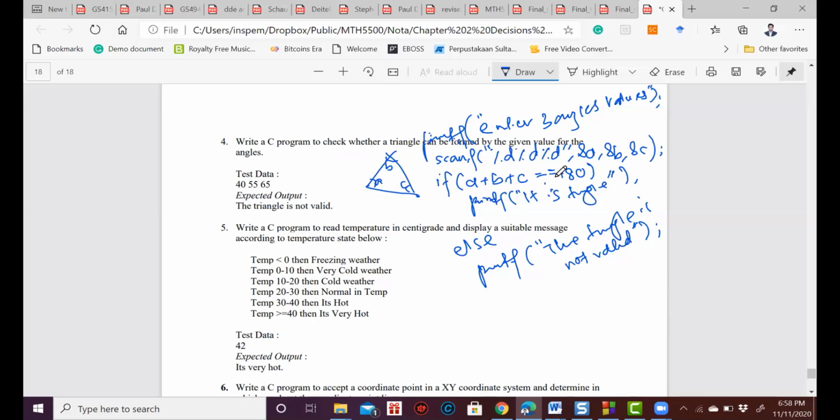This one is double equal. Okay, class, this one is double equal, not single equal. Okay, and then we need to declare integer A, B, C. And then the rest is the general syntax. Okay, and then this one is bracket close. That's all.